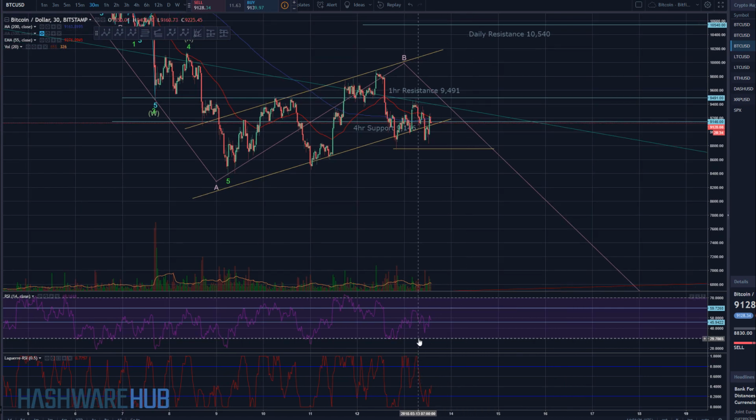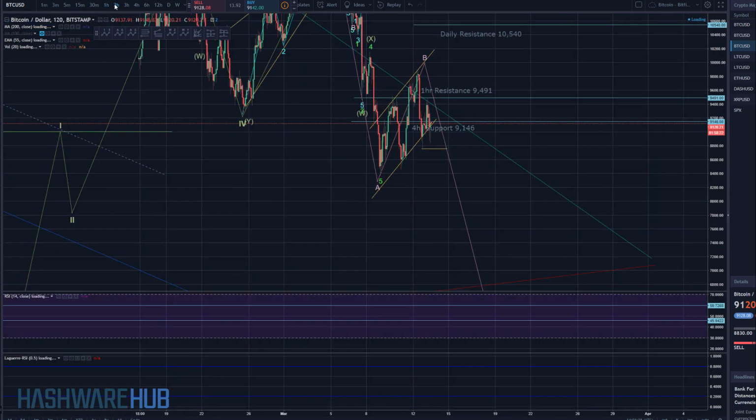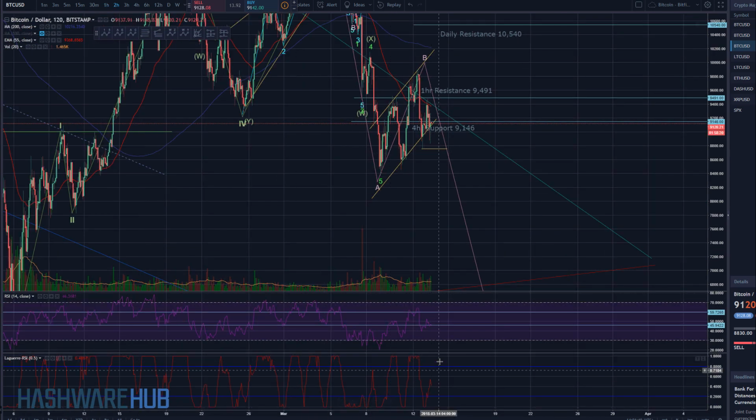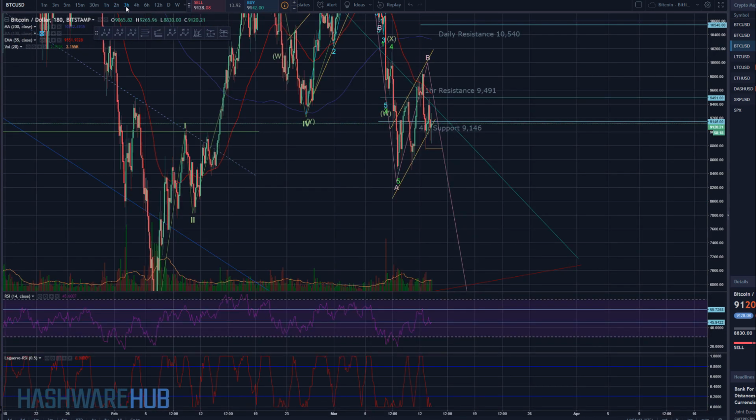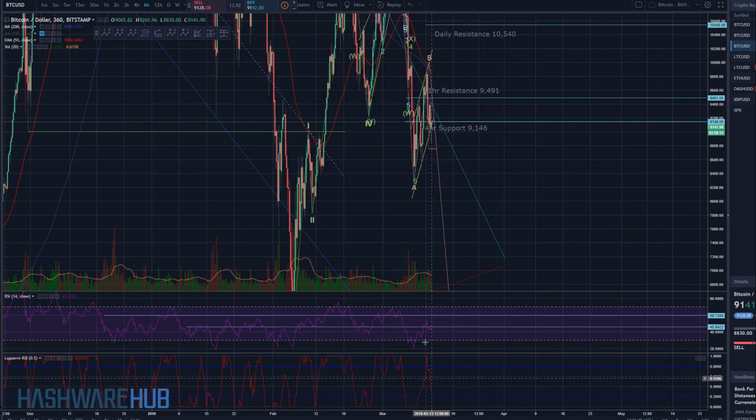As far as Laguerre, we're looking at this on a 30-minute basis. It's gone from oversold territory, it's leaning, and now it's running back up. 1 hour, it's in oversold territory right now. 2 hour oversold, it's running back up. 3 hour oversold. 4 hour oversold. 6 hour, from overbought to coming down to oversold territory.